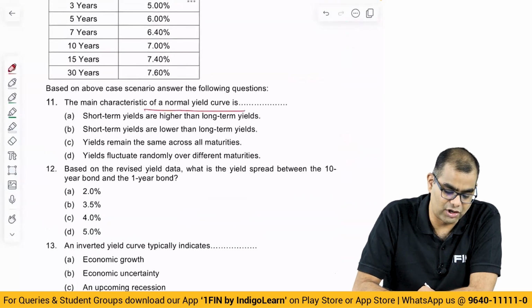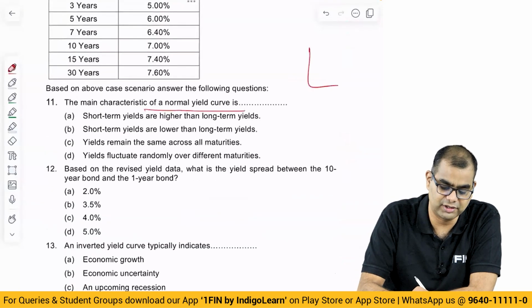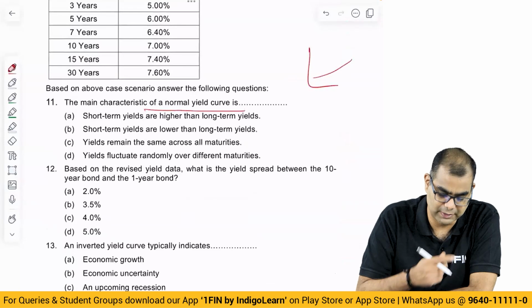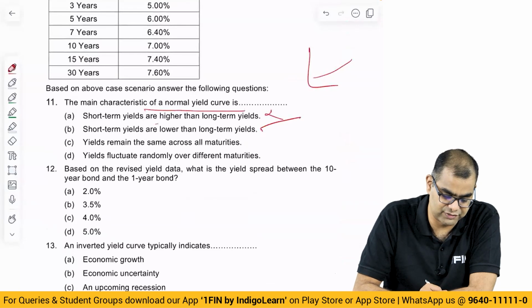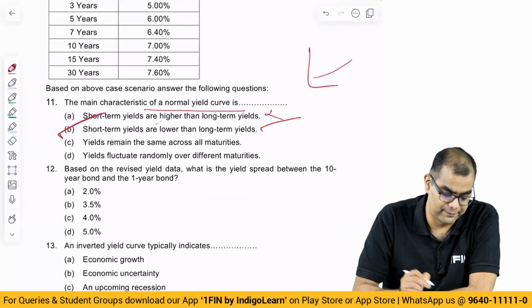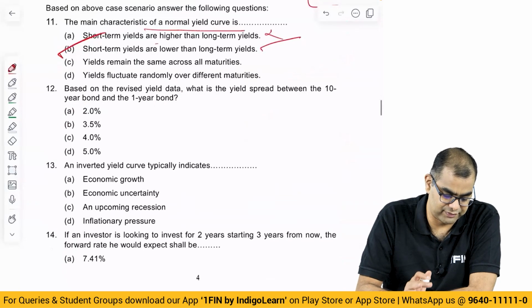The main characteristics of a normal yield curve. What is a normal yield curve? Normal yield curve is like this. Okay. Short-term yields are higher than long-term yields? No. Short-term yields are lower than long-term yields? Yes. The yields remain same? No. Yields fluctuate randomly? No. Answer is B.